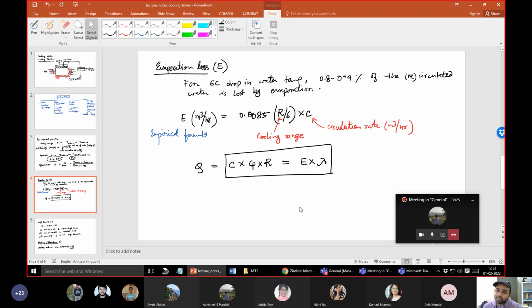Right, so there we talked about evaporation loss, and the first one I mentioned was the heuristic formula: for a 6-degree drop, around 0.8 to 0.9% of the water is lost. Then there is the empirical formula from Perry's Handbook. You can also do a heat balance. You can work out the change in humidity, and from there find out how much of the water has gone into the circulated air.